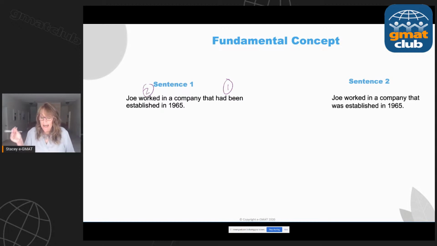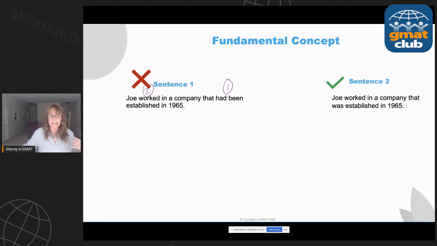Joe worked at a company that was established in 1965. Yes, are these events correlated? Absolutely. But are they related? No. So the correct sentence is actually sentence number 2, because we do not have related events. Correlated events are not related events, and that is really key for you to keep in mind, okay?